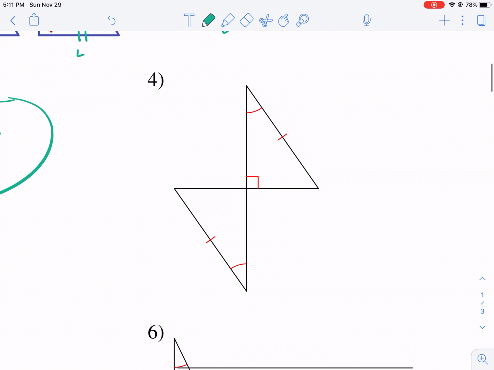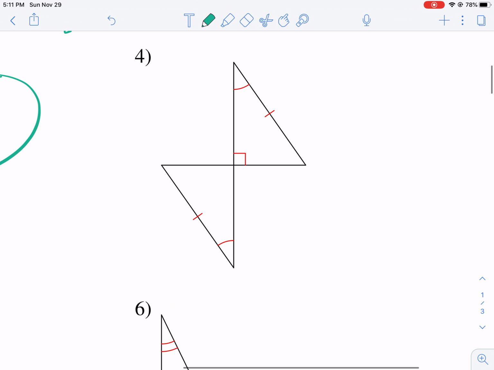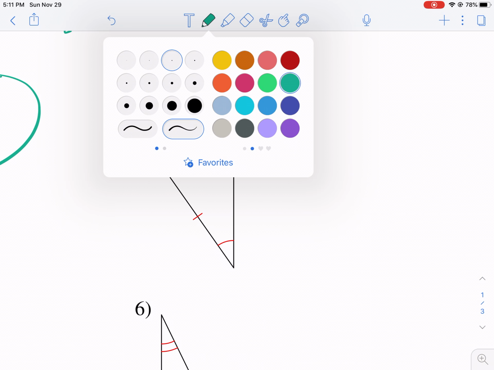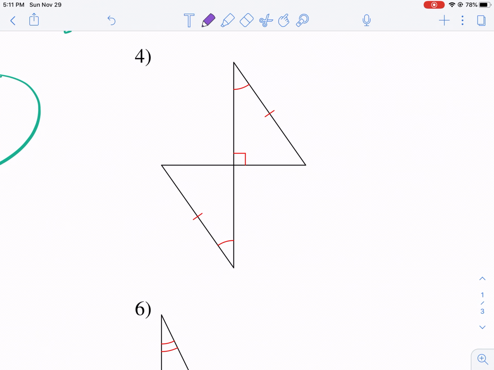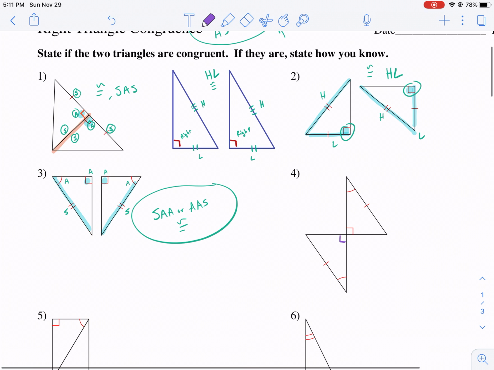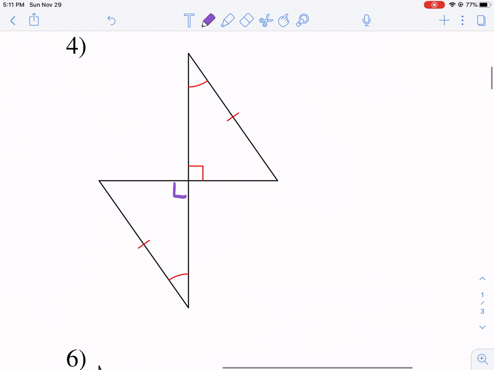Okay, now we're on to number 4. Even before I get started, I see that we have vertical angles. Anytime we have 2 triangles touch, in number 1 we had the reflexive property. Number 2 didn't touch. Number 3 didn't touch. 4 touches. We're going to have vertical angles here, so make sure you always fill that in. Now, do we have a hypotenuse and leg? We have a hypotenuse, but no leg. Okay, so it's not hypotenuse leg. It's going to be something else.